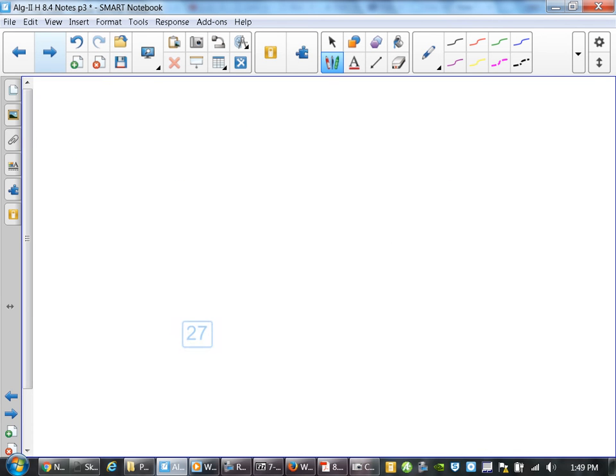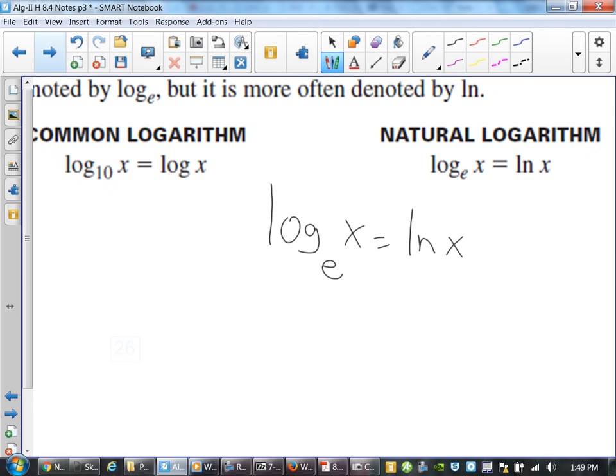So here's what we do with these. What these are going to allow us to do, and I forgot to add this, is find their inverses rather easily. So let's do the inverse of a natural log problem.